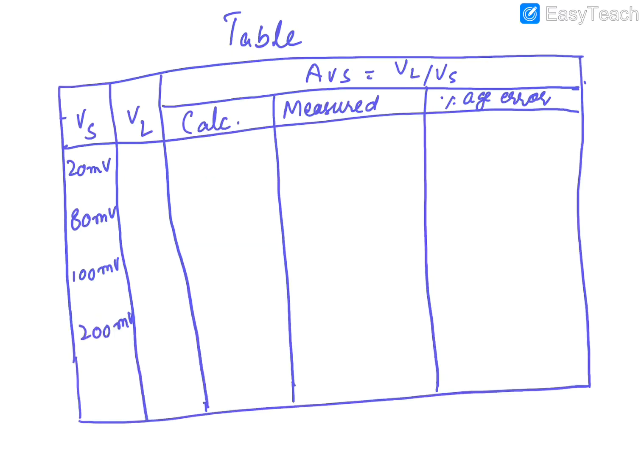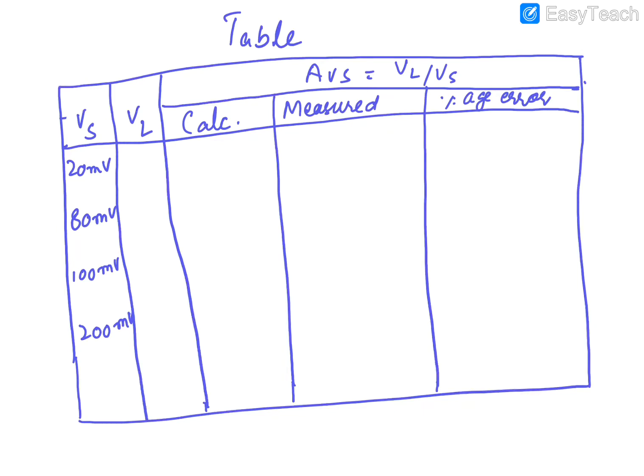Next is the table for the circuit. You have to change the value of Vs from 20 millivolt to 200 millivolt. At each value you have to measure the value of VL. The calculated value will be the same for all of these values of Vs. So you will measure the value of VL using the oscilloscope in Multisim.